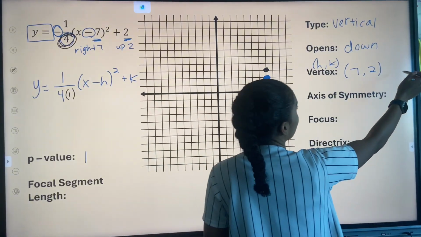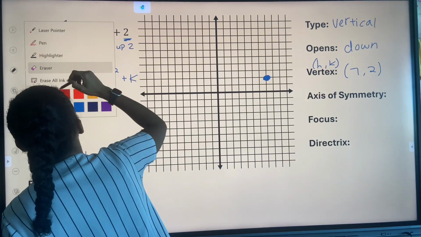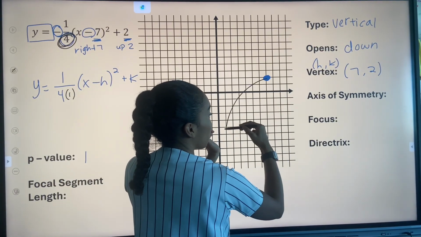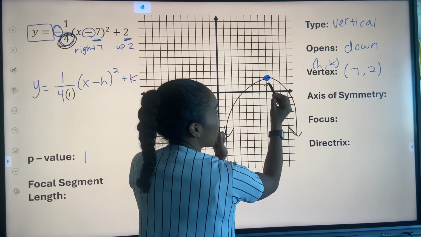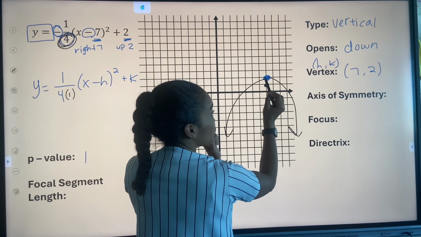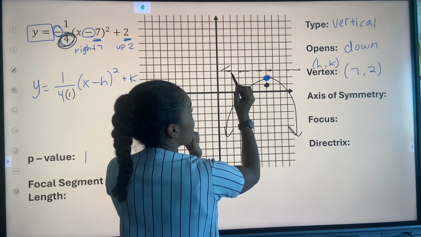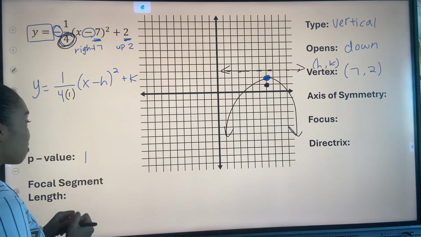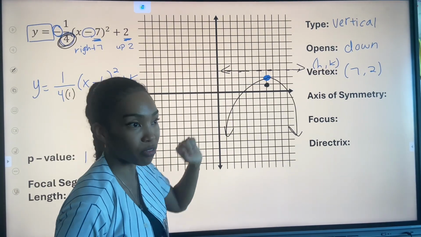Oh, sorry. Don't write that. This parabola is facing down. Don't sketch this yet because I'm going to draw it more perfectly, but it's going to be facing down. Your focus is 1 space away inside of the parabola, and your directrix is 1 space away outside of the parabola. So that's what your focus and your directrix look like. The p-value is 1, so they're each one space away from the vertex.